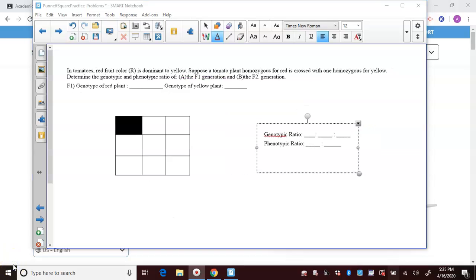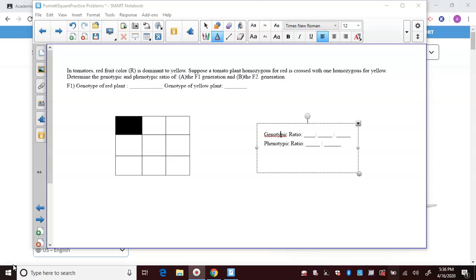Here's our next practice problem. So it says, in tomatoes, red fruit color, capital R, is dominant to yellow. Suppose a tomato plant that's homozygous for red is crossed with one homozygous for yellow. Determine the genotypic and phenotypic ratio of A, the F1 generation, and B, the F2 generation. So really this is asking you to do two different Punnett squares. So we're going to do the F1 generation.